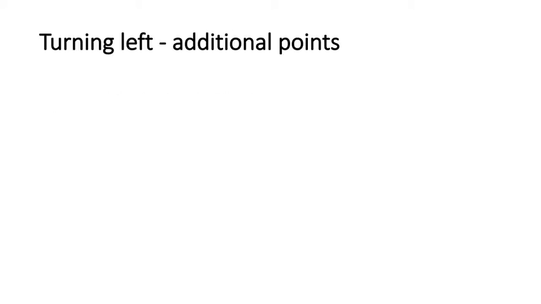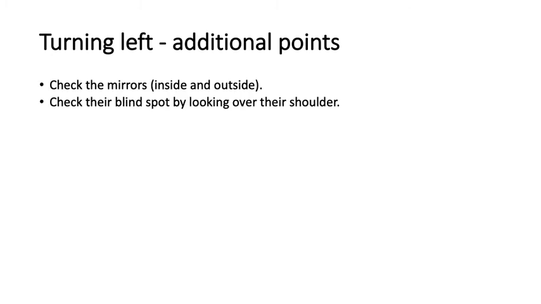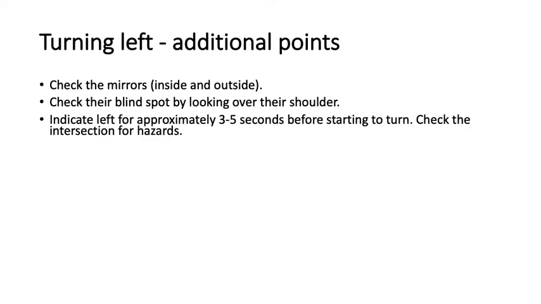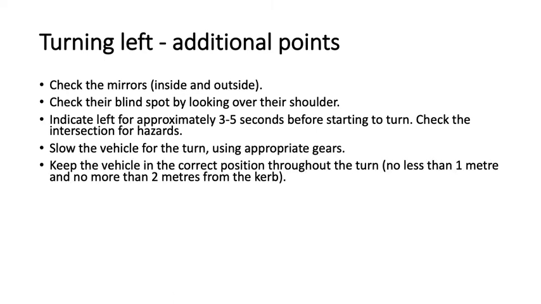Turning left, additional points. Check the mirrors, inside and out. Check their blind spot by looking over their shoulder. Indicate left for approximately 3 to 5 seconds before starting a turn. Check the intersection for hazards. Slow the vehicle for the turn using appropriate gears. Keep the vehicle in the correct position throughout the turn, no less than 1 meter and no more than 2 meters from the curb. That does vary in the literature, so doubly check that. I sort of generally work off 1 meter personally.